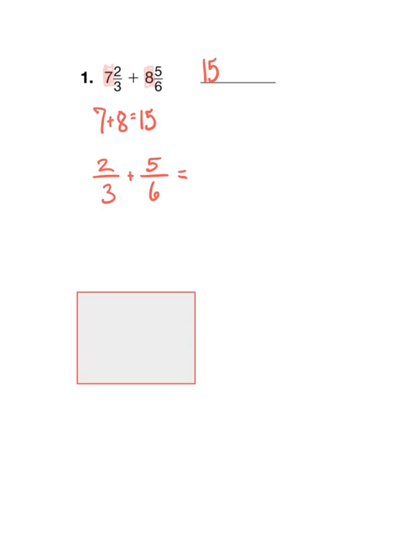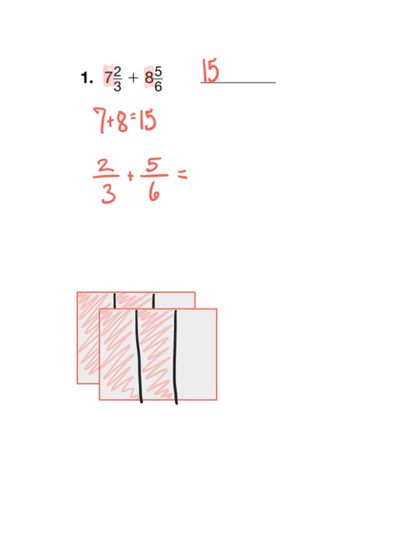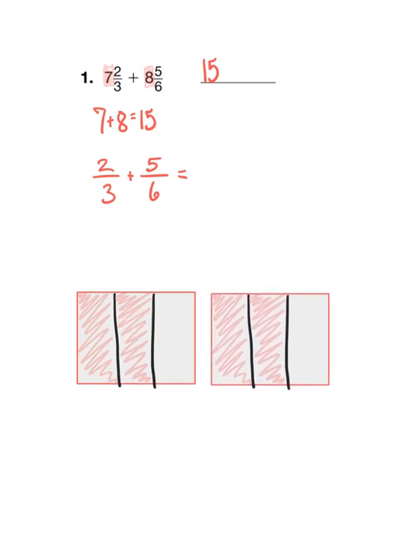If we look at this in a visual model, let's begin by considering what 2/3 looks like visually. If I eat 2/3 of a pan of brownies, that's what that's going to look like. I can take this same model and divide each third in half. Now I have 6. If I shade in one more, that gives me my 5/6 for my second addend.